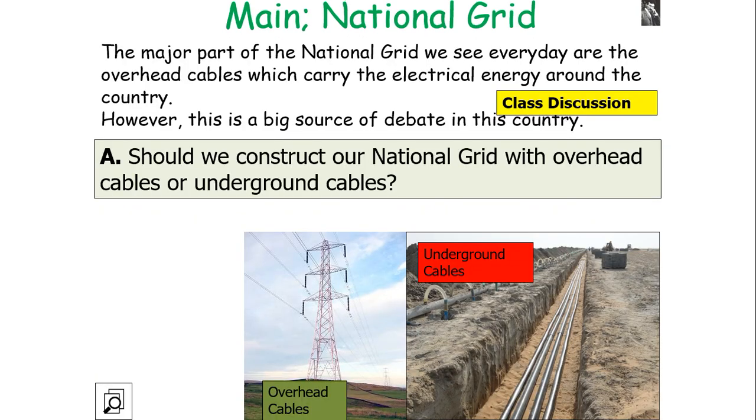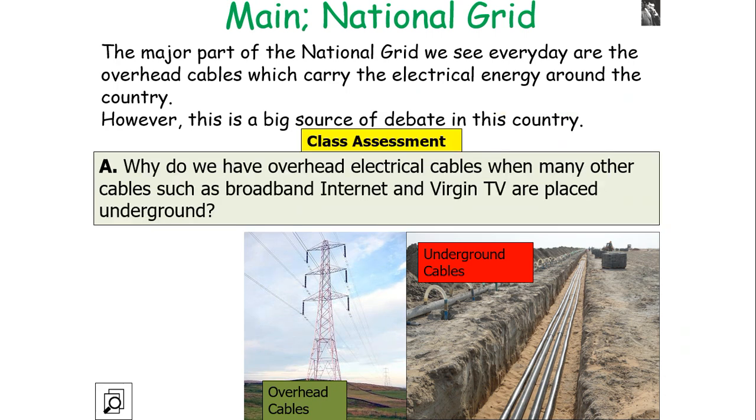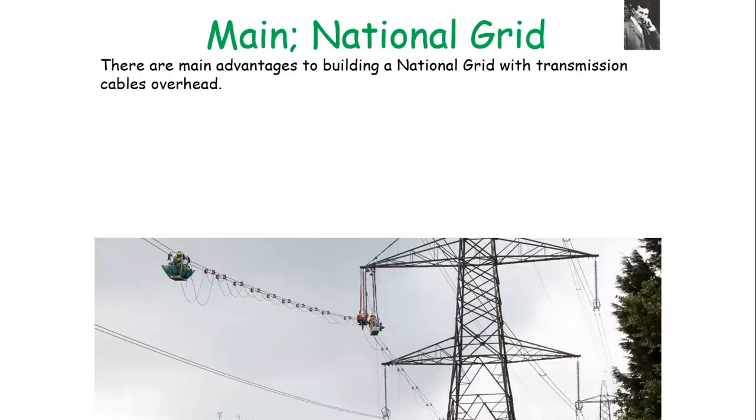Now, linking into the national grid, you'll notice in the United Kingdom that we have overhead transmission cables which carry the electrical energy around the country. But there's a big debate regarding this. Should we construct our national grid with overhead cables or underground cables? And why do we have overhead electrical cables in many instances when many other cables such as broadband internet and Virgin TV are placed underground?